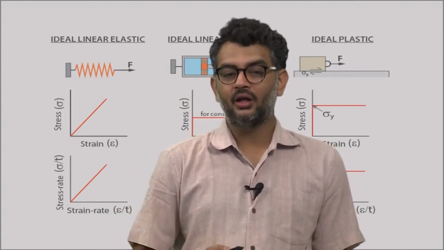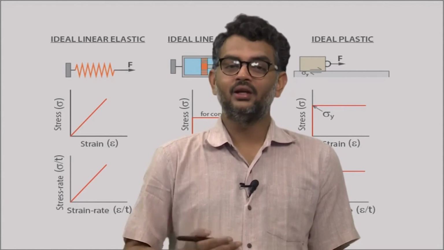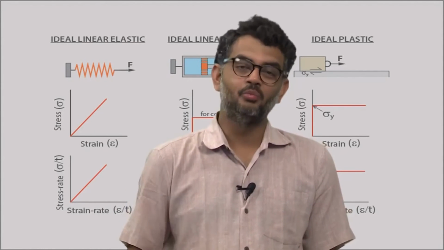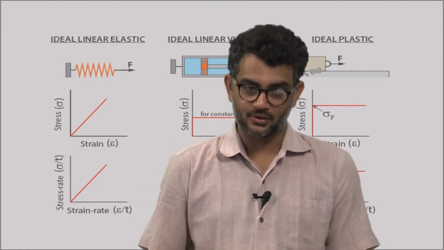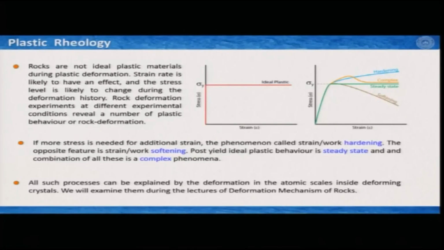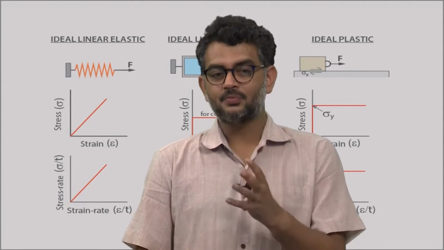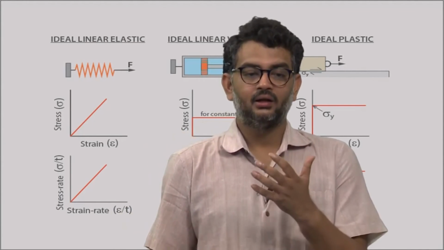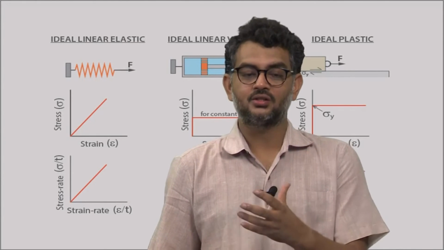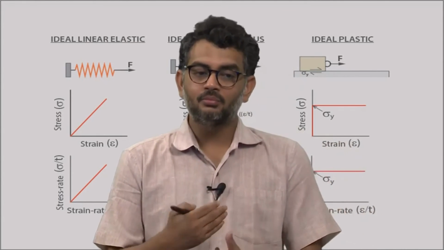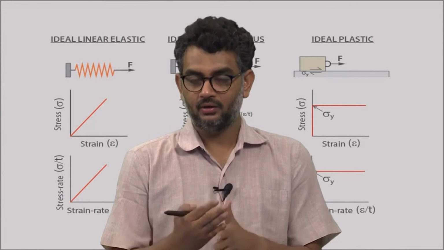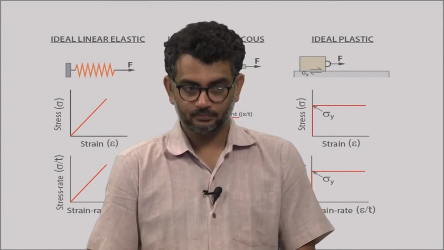And also you may not have no elastic deformation before the yield stress. So, you may have elastic deformation before the yield stress while you are deforming the rock plastically. So, this is mostly visualized by different rock deformation experiments with variable materials at variable conditions, and these experiments revealed the fact that at different experimental conditions there are a number of possibilities of plastic behavior after the yield stress.